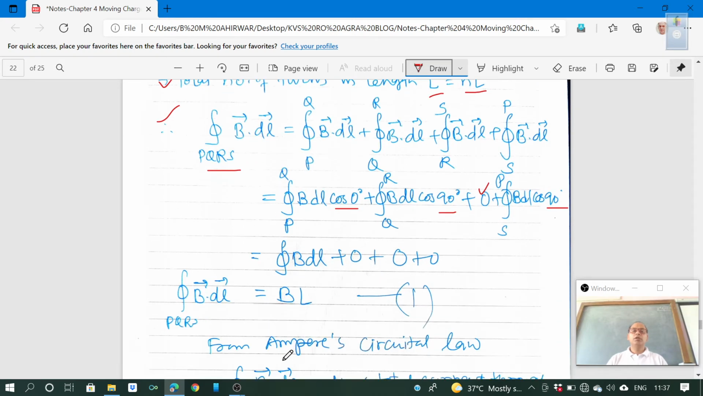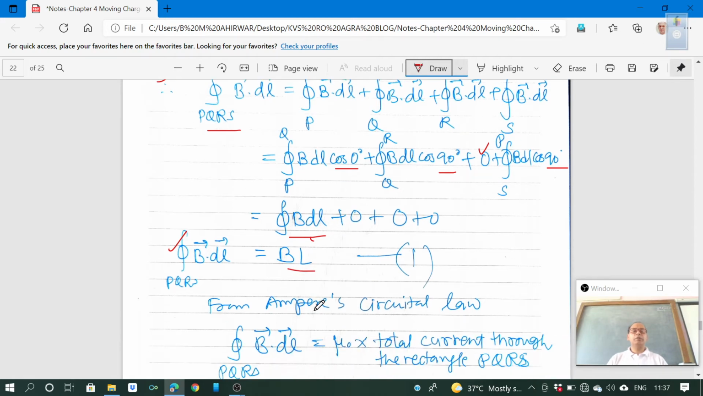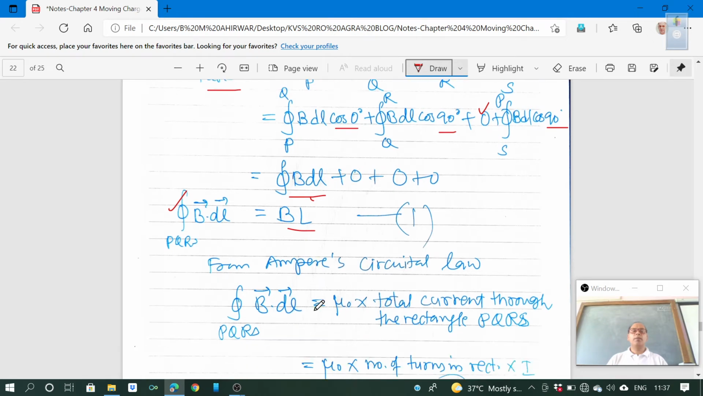So the total contribution from the rectangular loop is only from the segment which is parallel to the magnetic field, that is only B dot dl. As we know, the length of the segment PQ is capital L, so the line integral of B dot dl over the closed loop is equal to B L. This is equation 1.